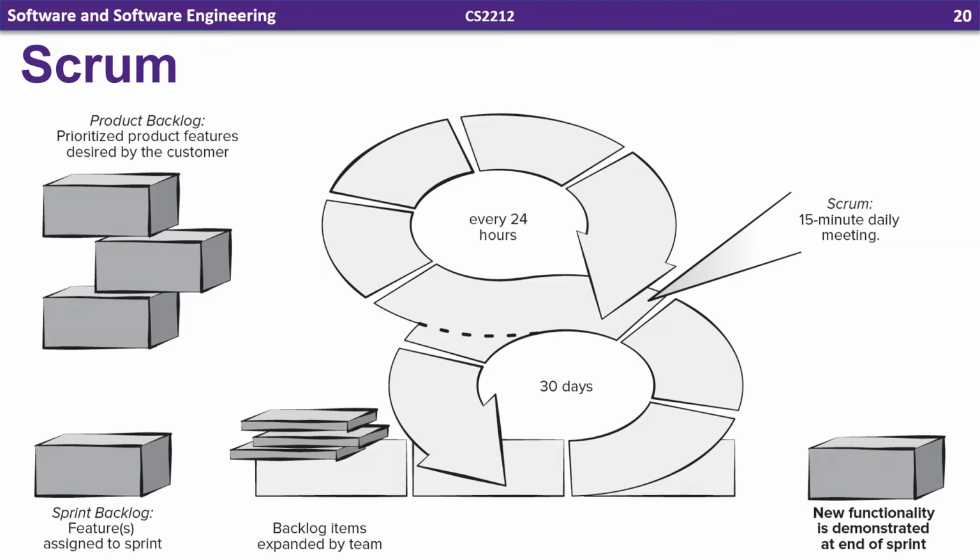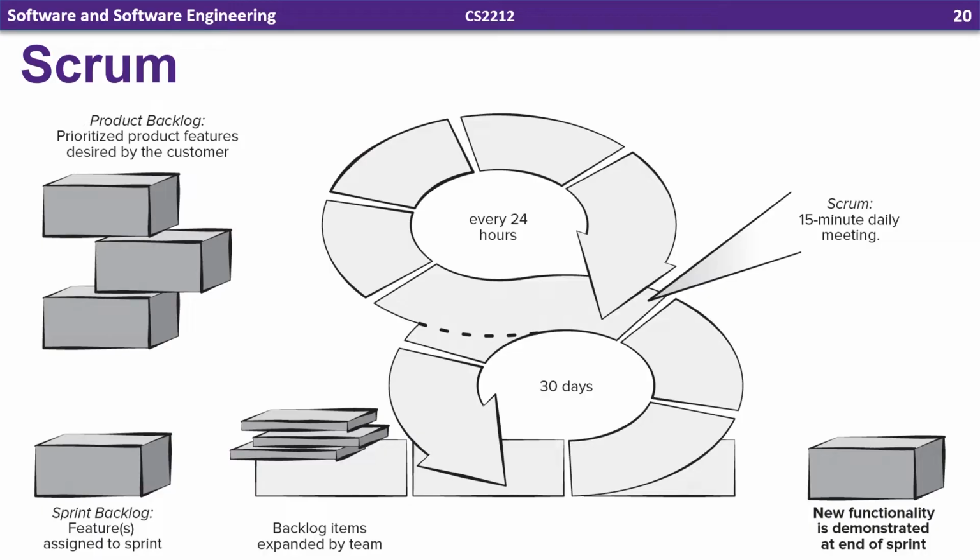This is a visualization of Scrum. On the left here, you see we have the product backlog that's prioritized by the customer for the product owner. Then we take certain items from that product backlog and we put them into the sprint backlog. Once we start a sprint, the team starts working on those features. Every 24 hours, every day, there's a 15-minute daily Scrum meeting. And after the end of the sprint, we then have those product demos, and that new functionality is demonstrated.